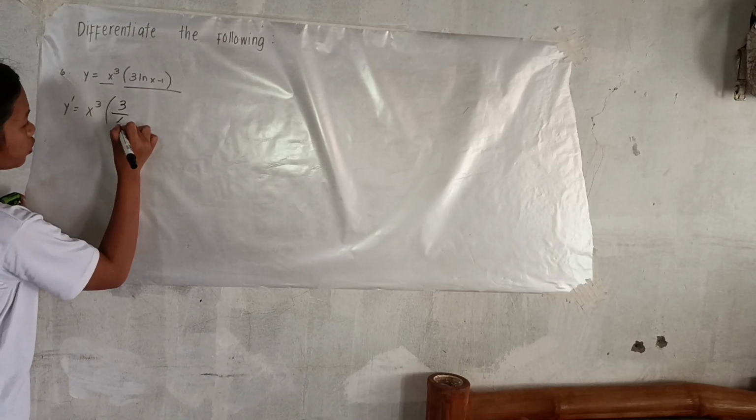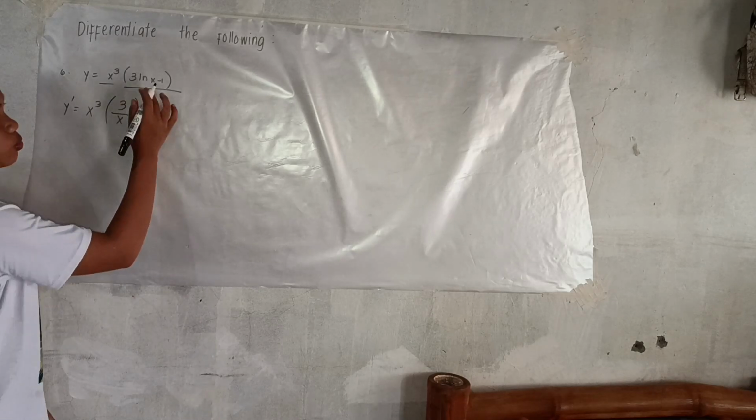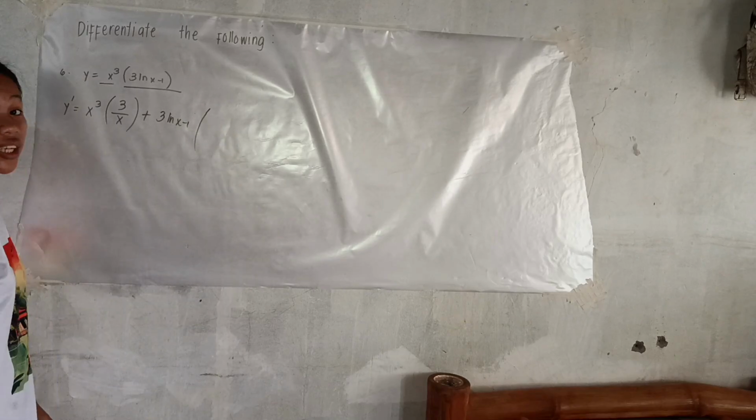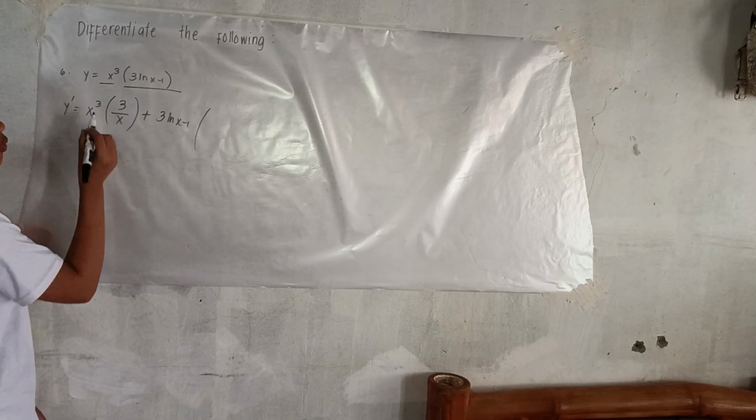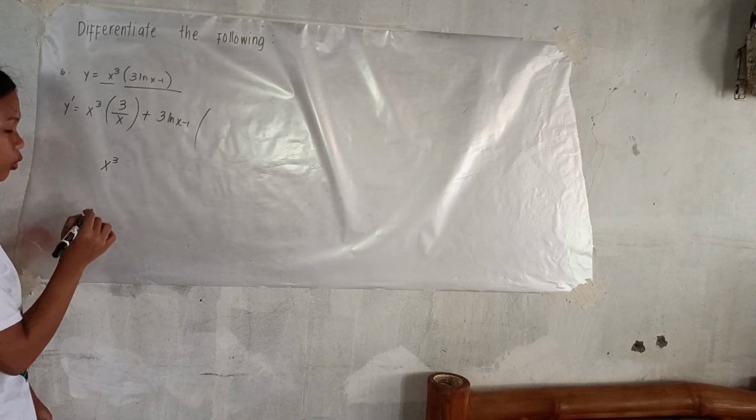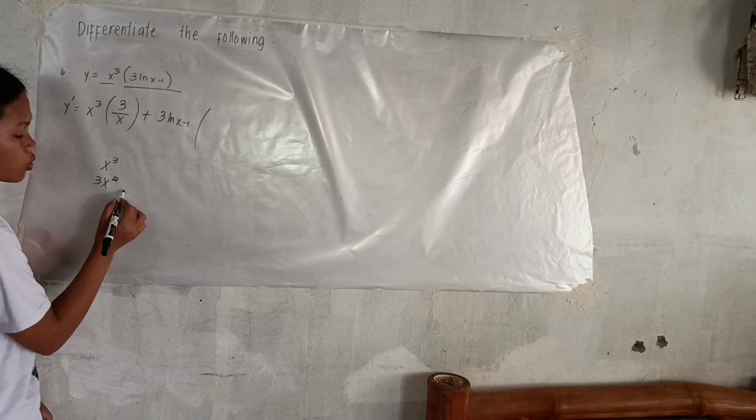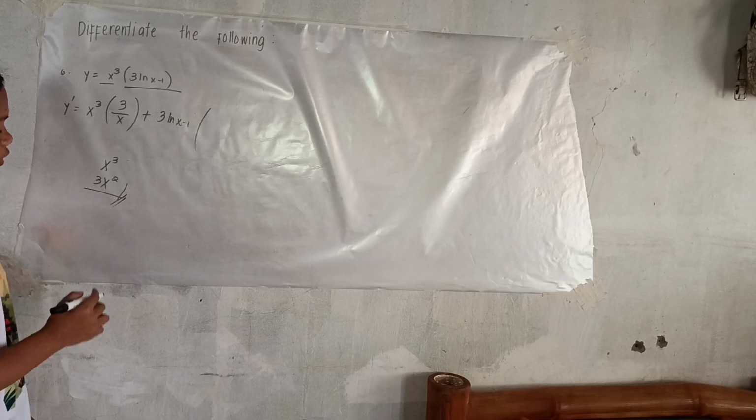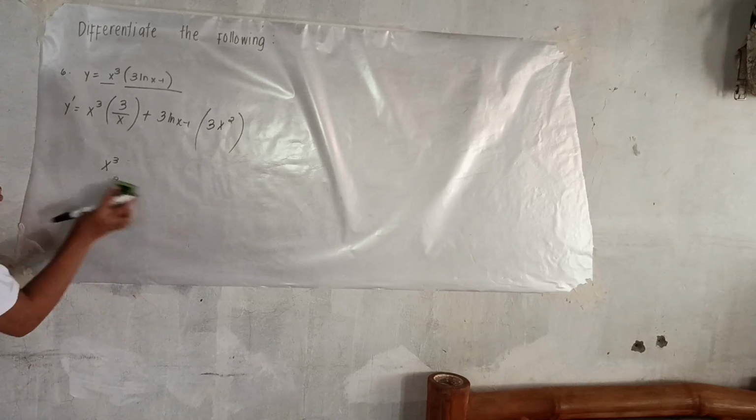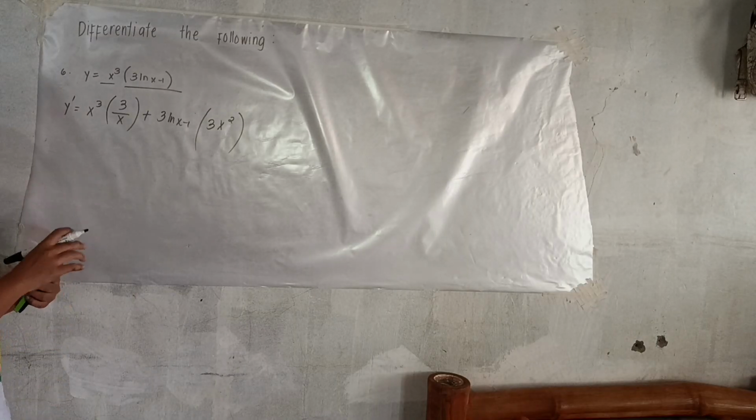So 3 all over x plus copy the second term, which is 3 ln x minus 1, times the derivative of the first term. The derivative of the first term, which is x cubed, we need to apply the power rule. In applying the power rule, we have 3x to the 3 minus 1, so the derivative of the first term is 3x squared. As you can see, it is not yet in simplified form.